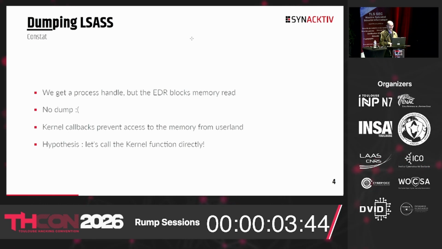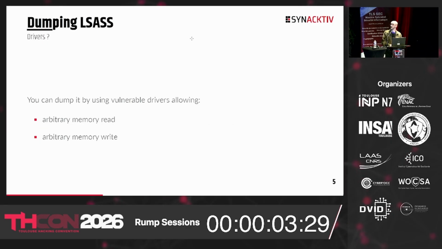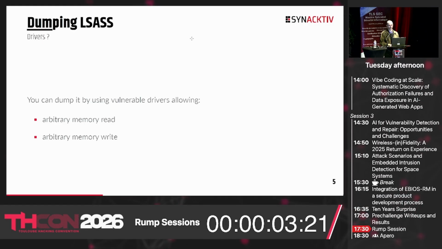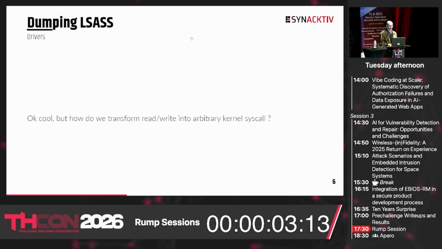What we think happens is that the kernel callbacks from the EDR prevent access to the LSASS memory from userland. So we are going to try and call the kernel function directly. But as you guessed, it's not really possible from userland. So we are going to use vulnerable drivers that allow arbitrary physical memory read, and the same thing, arbitrary physical memory write. So how do we transform this into an arbitrary kernel syscall?